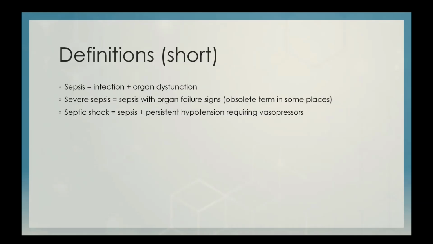Sepsis means infection with organ dysfunction. Severe sepsis is a phrase you'll still see. Some clinicians use it and you code to documentation, but watch guideline language. Septic shock is sepsis plus persistent hypotension needing pressors. That usually changes sequencing and adds higher severity codes.